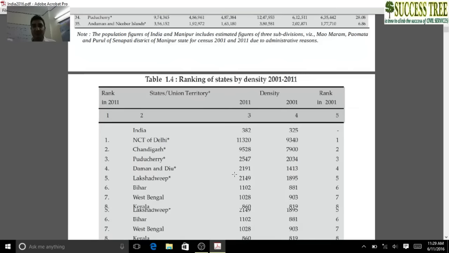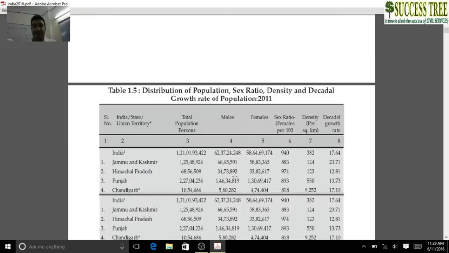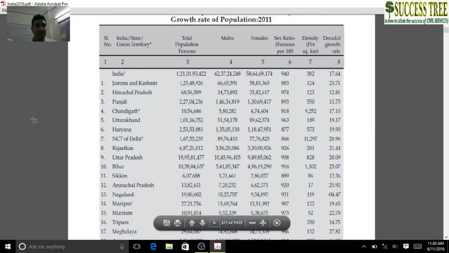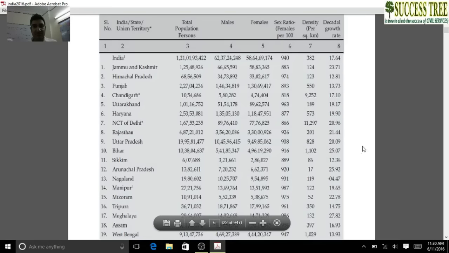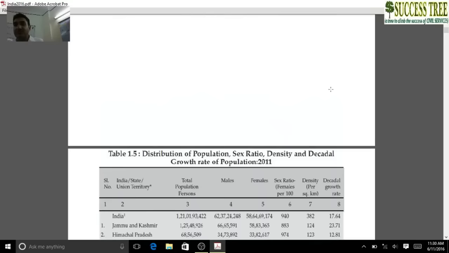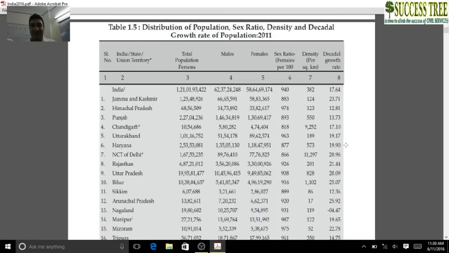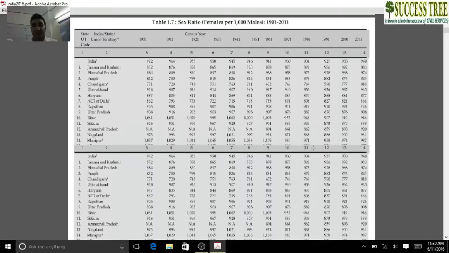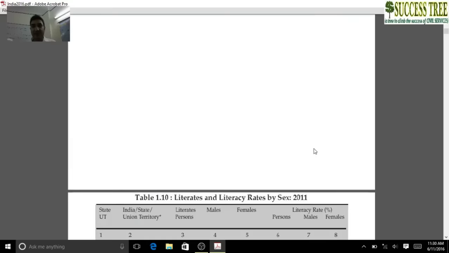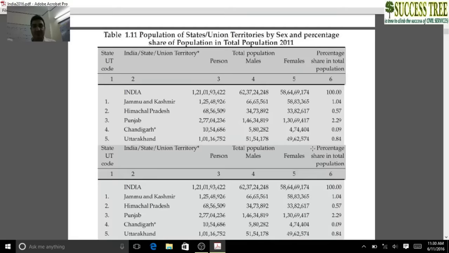Now there are certain tables, again the same things. You can find the top one, how much the decadal growth is, so more than 17%. So just remember a rough figure. Come to page number 6. Do you find the decadal growth table? There is a table of sex ratio, density and decadal growth of population. Decadal growth 17.64. Just remember certain data of this. Whatever we have highlighted, those things we just need to remember. That's it.